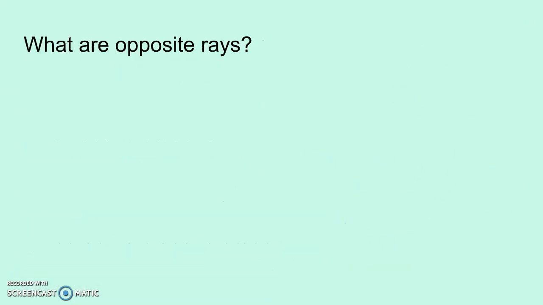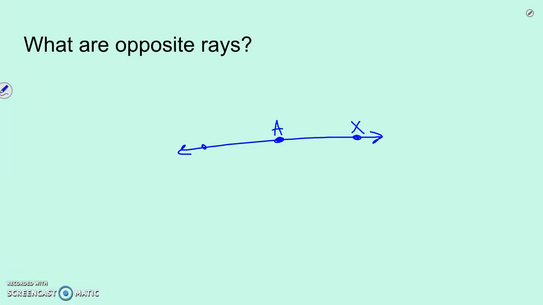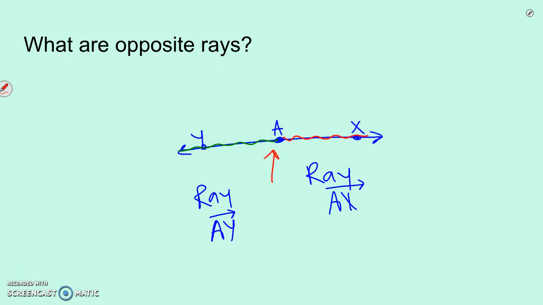What are opposite rays? So opposite rays are essentially if you had a line, there are two rays. So let's say this is A, this is X, and this is Y. So we have ray AX, all right, and then we also have ray AY. All right, it's going towards Y, and then this is going towards X. So you have two separate rays. One is going in this direction, another one is going to the right. So there are two rays that share an endpoint, and then they're going in opposite directions.